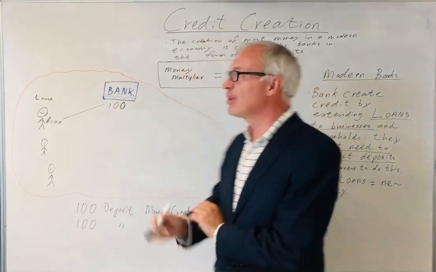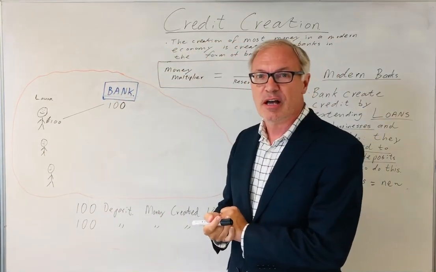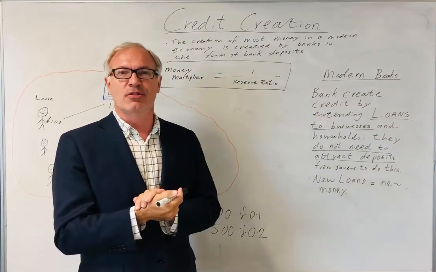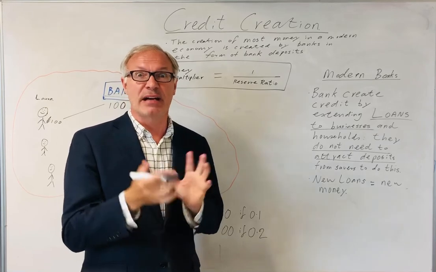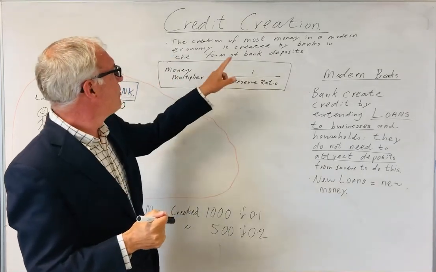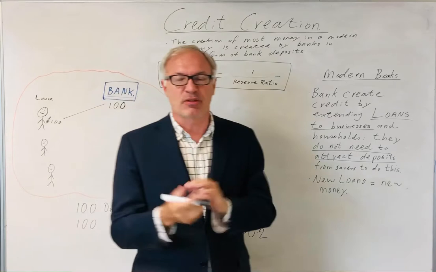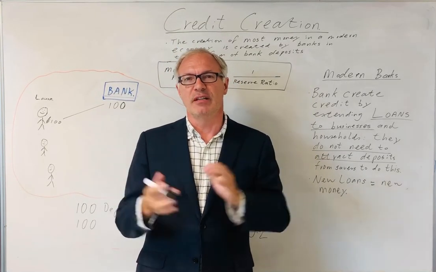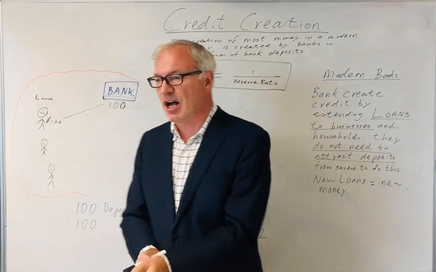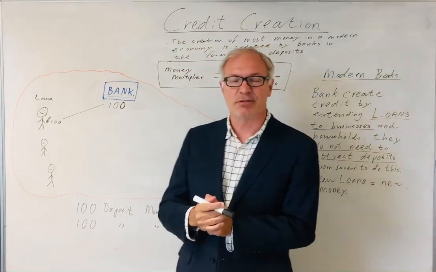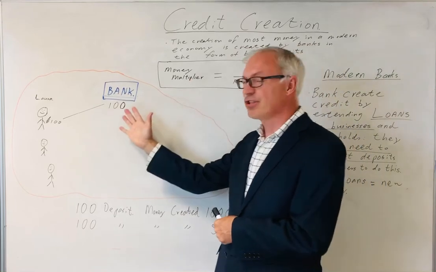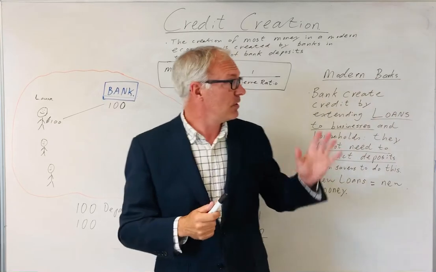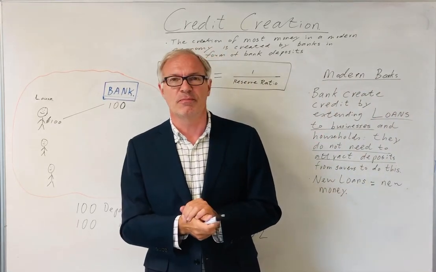So in this video, we're going to look at credit creation. In a modern economy, most money is created by banks through the creation of bank deposits. These perhaps are about 98% of money are bank deposits. There's two ways of looking at credit creation. We'll first of all look at a traditional textbook example of credit creation. And then secondly, we'll look at what actually happens with modern banking.